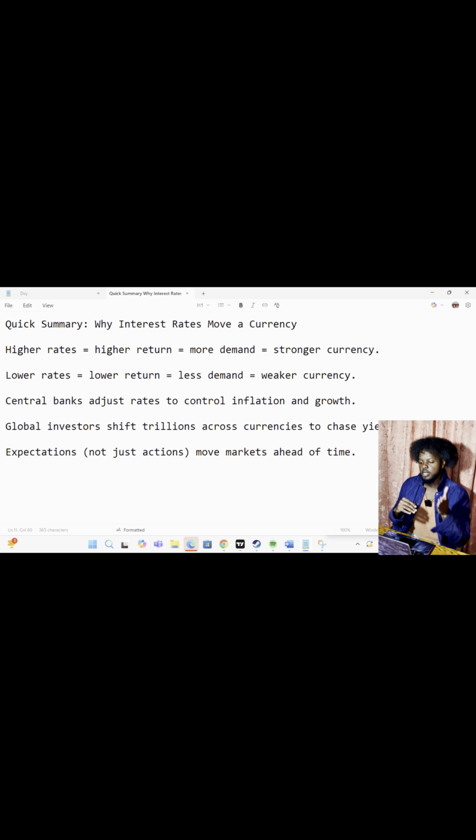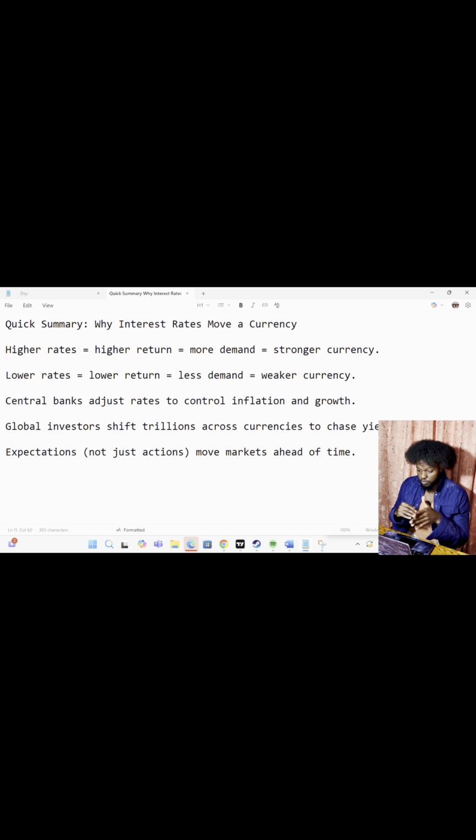You're obviously going to put your money in the currency that will give you a higher return for your investment, right? And so here we have higher rates. As I said, higher rates equal higher return equals more demand equals stronger currency. So people want to hold your currency more if they get a bigger bang for their buck, right? It's just the logic. I think we all understand that. So lower rates obviously is the opposite. Lower rates equal a lower return, less demand and a weaker currency.